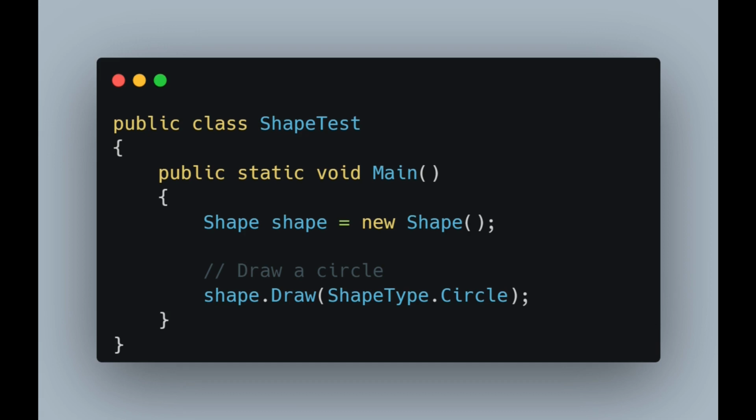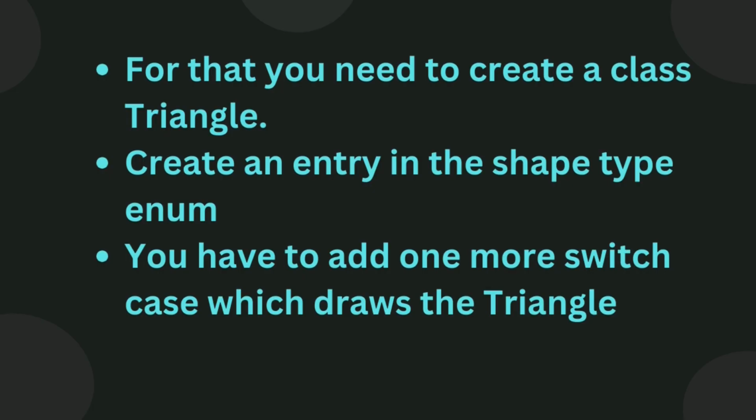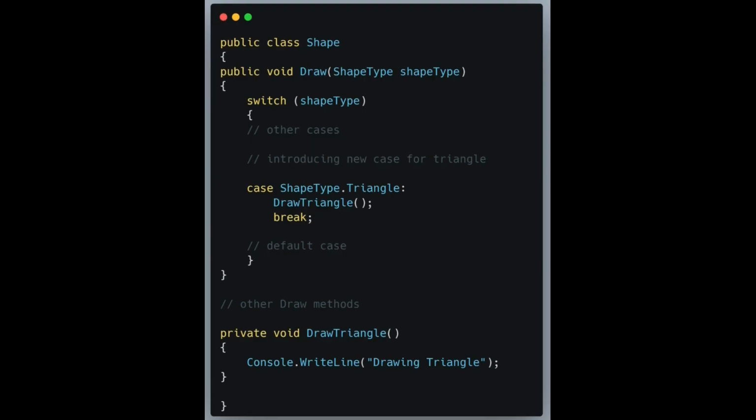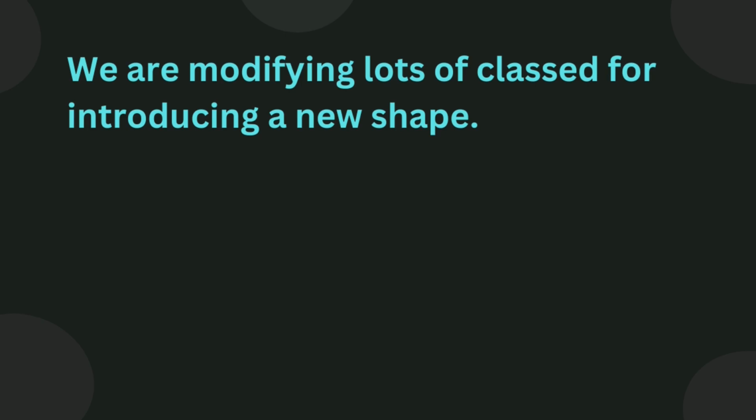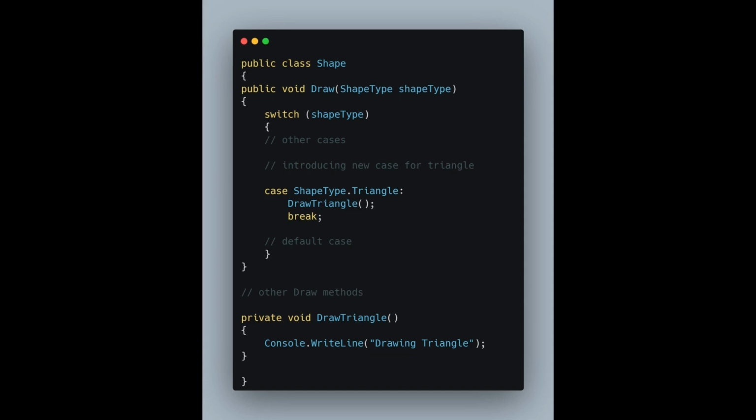You might be thinking, that's okay, but what do you want to prove here? Let's say we want to introduce a new shape called triangle. For that, you need to create a class Triangle, create an entry in the ShapeType enum, and you have to add one more switch case which draws the triangle. That seems totally fine, but what if in the future you need to draw more shapes? For that you always have to modify the draw method. The Shape class is always being modified, and that totally violates the open-closed principle. Our class should be closed for modification, but our class is open for modification.